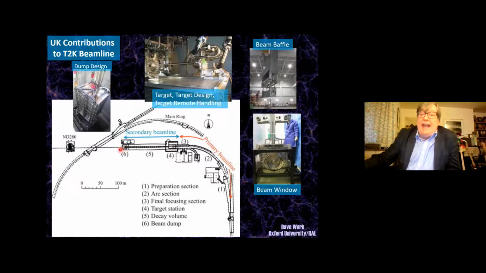The pions decay, making muons and muon neutrinos. And the muon neutrinos then go off, hit our near detectors, and then head off across Japan. So we here in the UK, we designed this target, and now we build them.